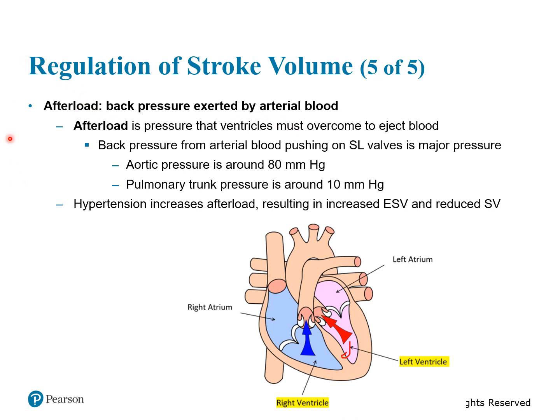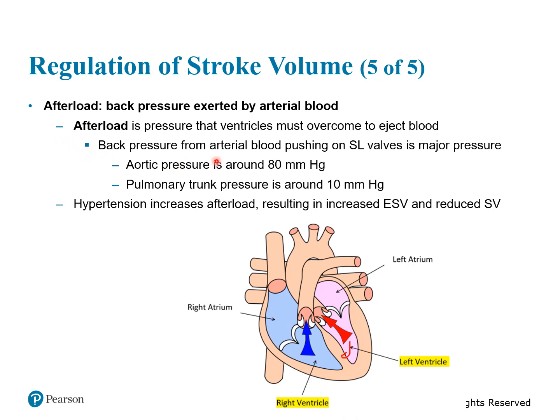And now we have gone over preload and the contractility. Now the third factor which affects stroke volume is the afterload. What is afterload? Afterload is the pressure in the vessel against which the ventricle has to push blood, because the ventricle has to overcome that pressure in the vessel to be able to push blood into that vessel. So afterload is the pressure that ventricles must overcome to eject blood.